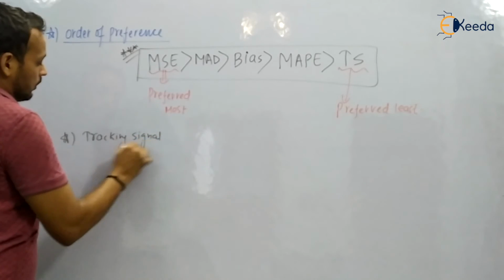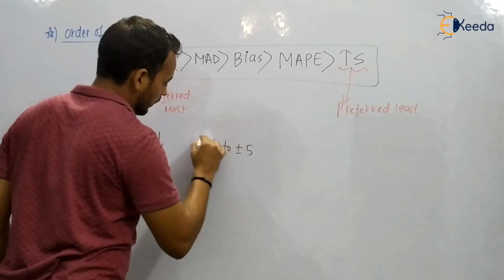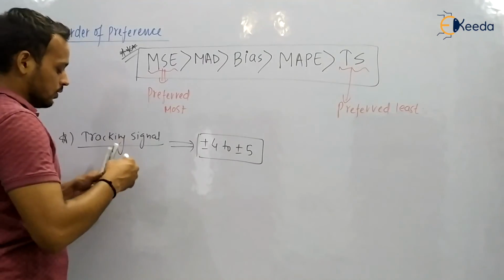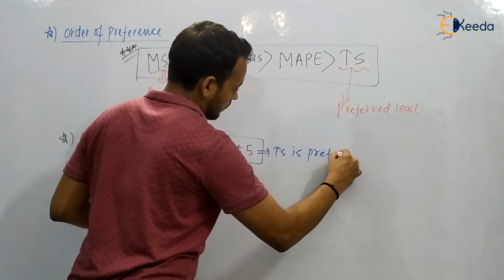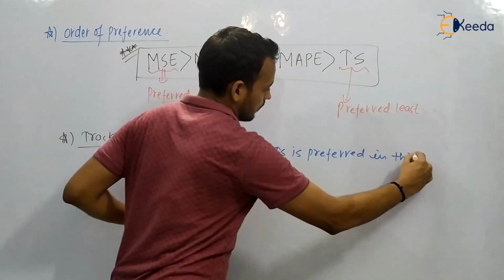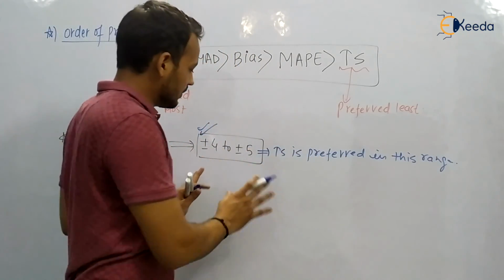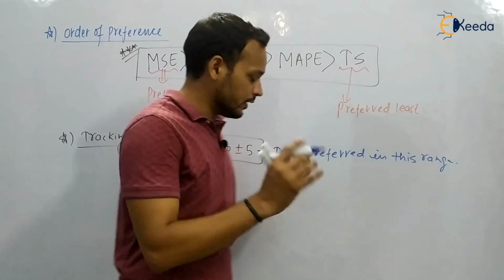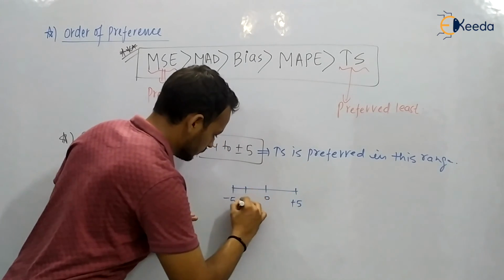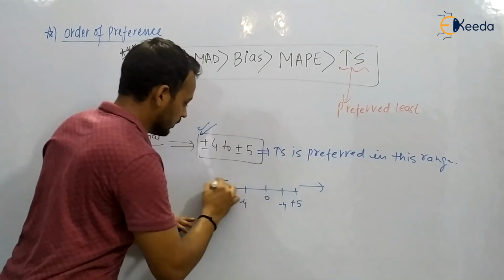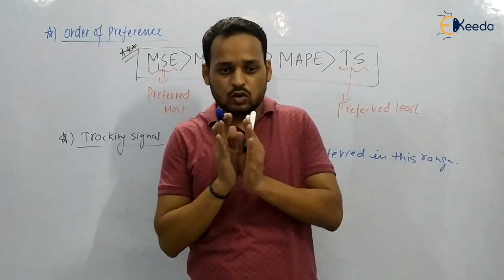Why? Because the tracking signal value must be between plus minus 4 to plus minus 5. Tracking signal is preferred in this range. If it is outside the range of plus minus 4 to plus minus 5, then it is not accepted. So the tracking signal must be between plus minus 4 to plus minus 5.